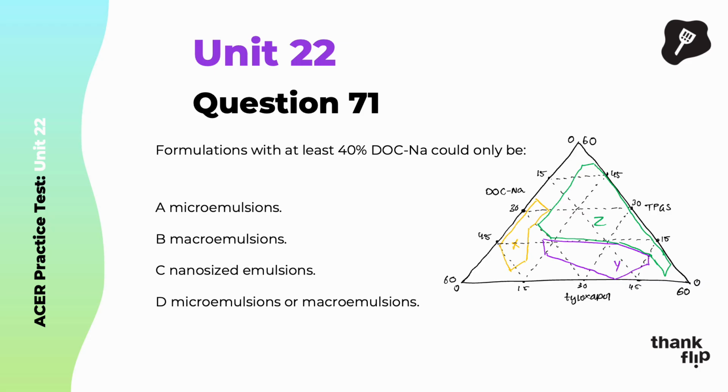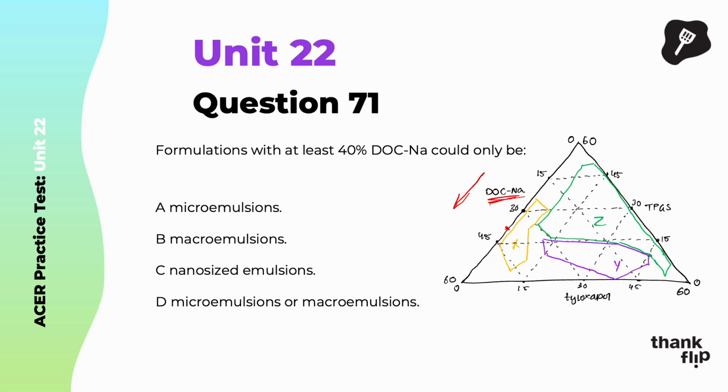All right, so now that we're familiar with this graph, we can easily answer this next question. So formulations with at least 40% DOCNA could only be what of the following? So first of all, let's find where DOCNA is. It's over here on this axis. And now we have increasing DOCNA going this way. And so we're looking for 40%. And so that's going to be around just above the halfway mark between 30 and 45, right?